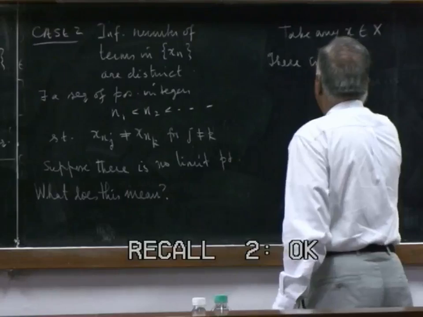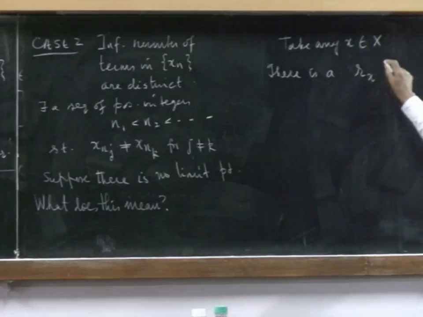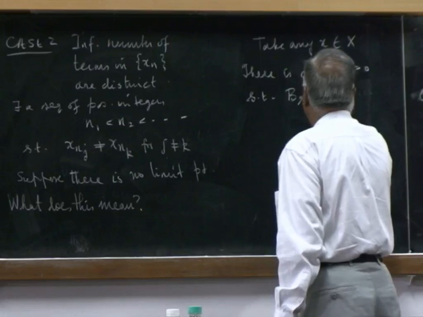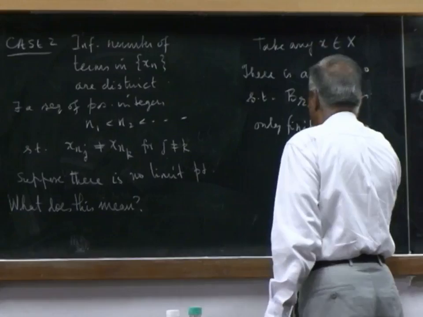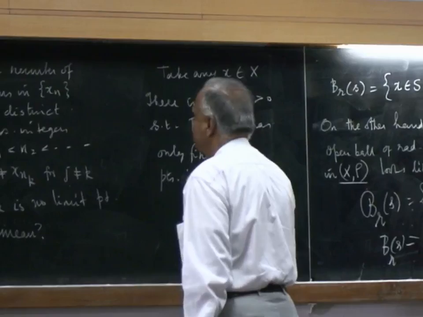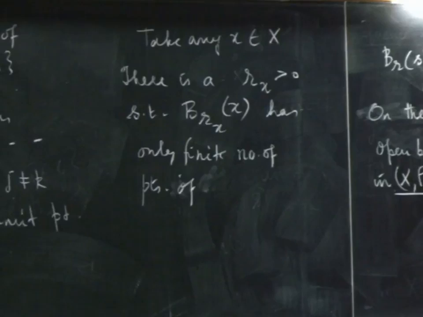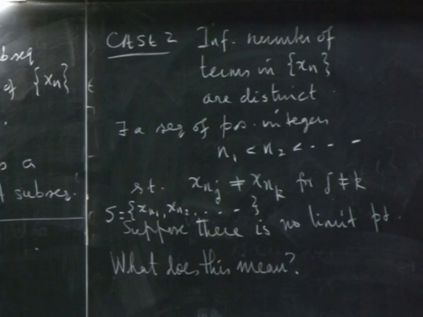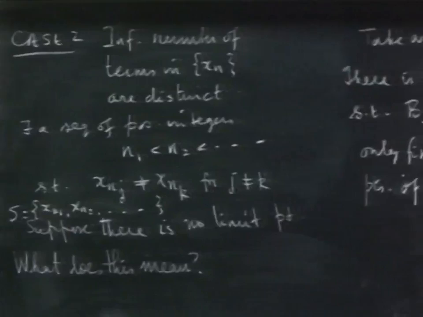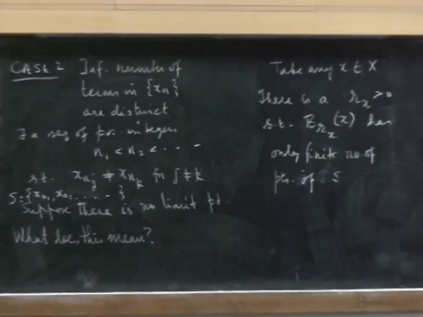Okay, so therefore, there is a radius, which will depend on the point x at which I am looking, which is greater than 0, such that B(x, r_x) has only a finite number of points of S. This set S, I will call as x_n1, x_n2, etc. Finite number of points of S. Okay. I can do this for every x. Take any point x, not a limit point, and therefore there must be an open ball which has only a finite number of points. Take all these open balls.